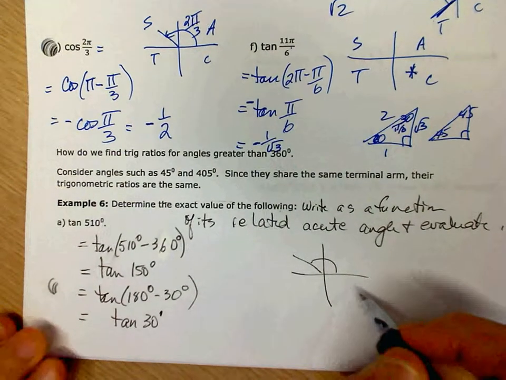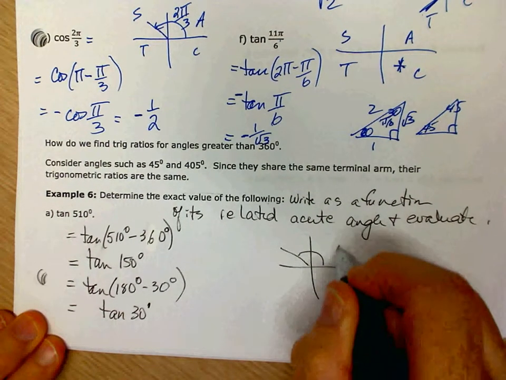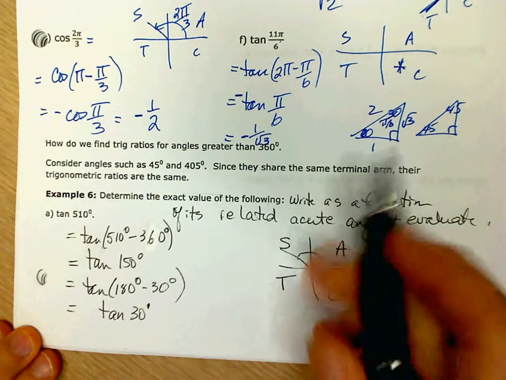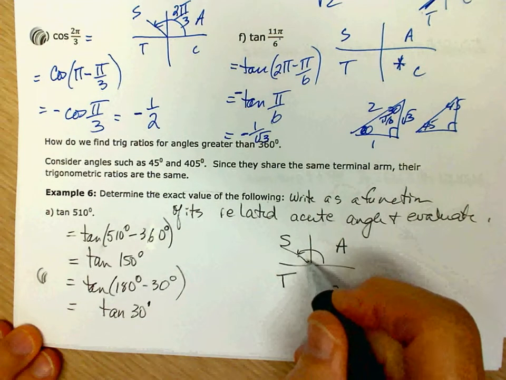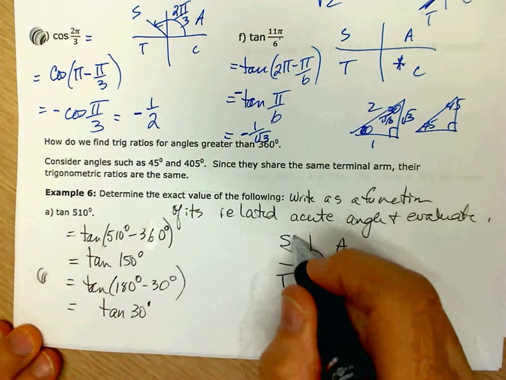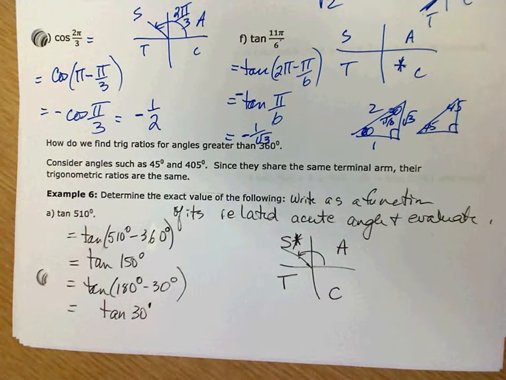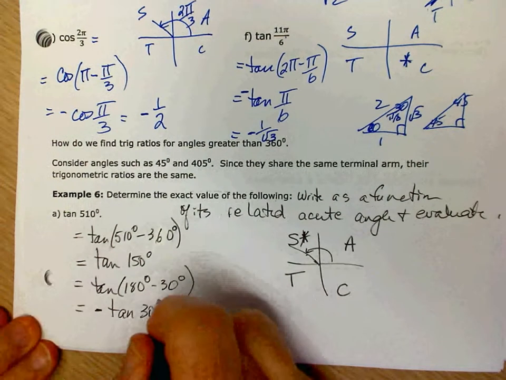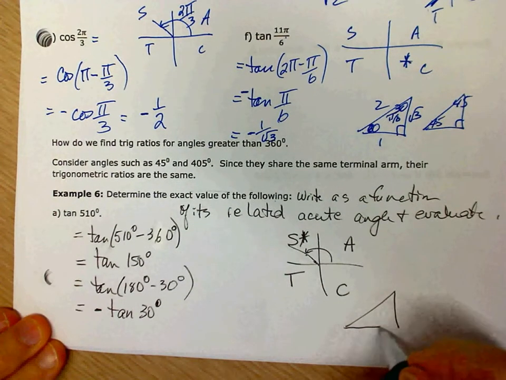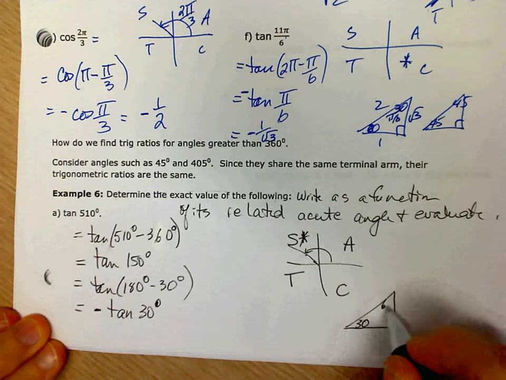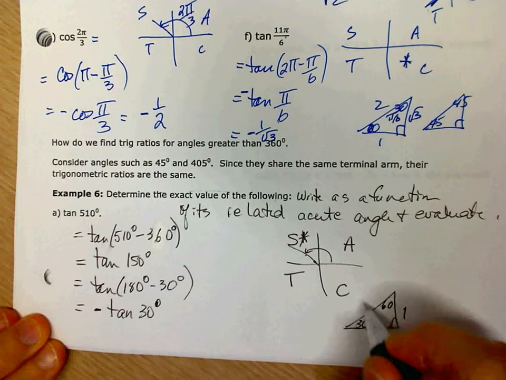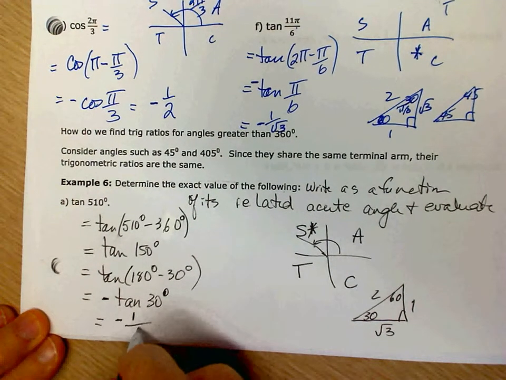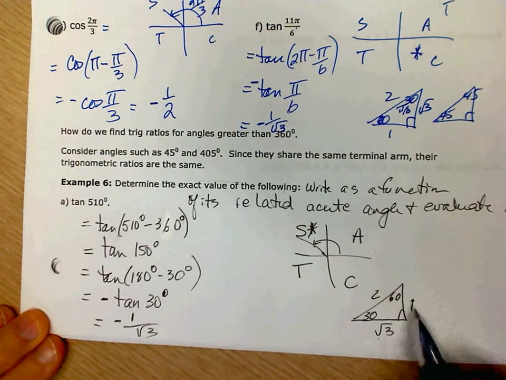We just have to determine using the CAST rule, C-A-S-T, when it ends up here, is tan positive or negative? In this quadrant, is tan positive or negative? So this is negative tan of 30. Now using your special triangle that hopefully you've memorized by now, the tan of 30 degrees is minus 1 over root 3. Opposite over adjacent.